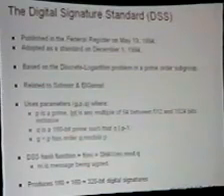The digital signature standard, though it's not a block cipher, was subject to some controversy. It was published in the Federal Register in 1994, and it's based on what's called a discrete logarithm problem in a prime order subgroup, and it's related to the Schnorr and Elgamal digital signature algorithms.